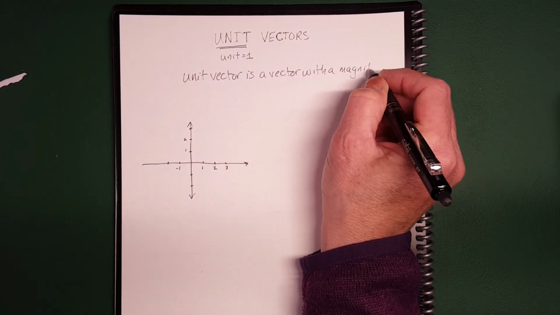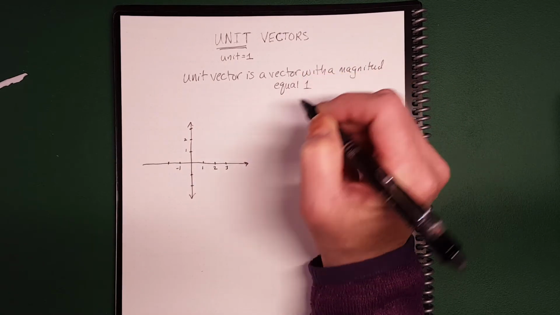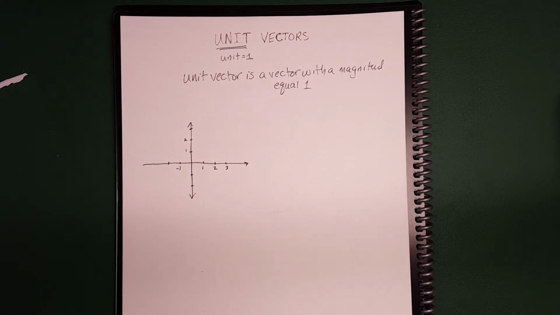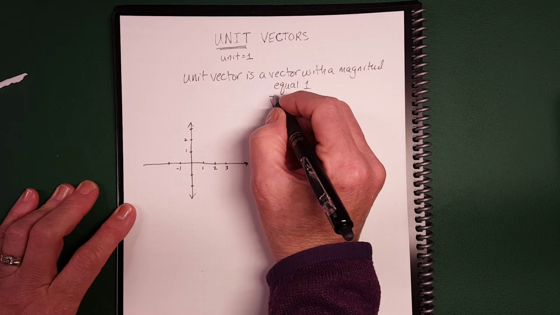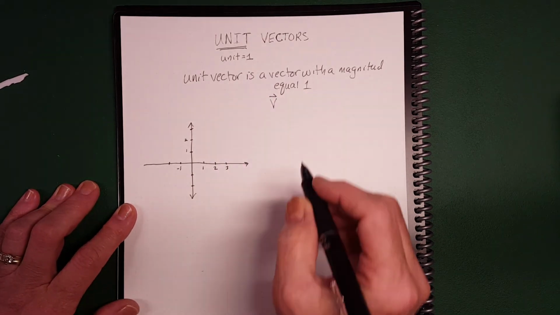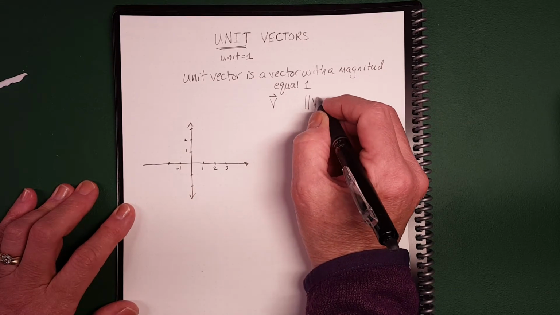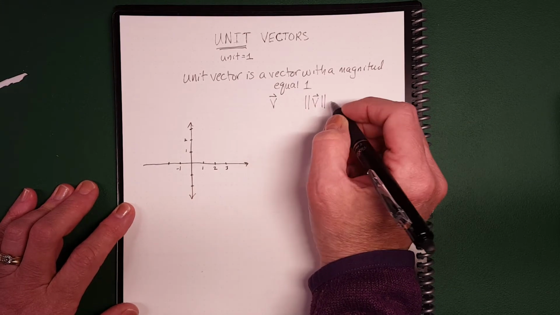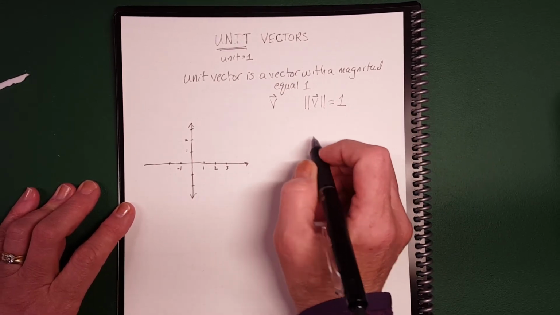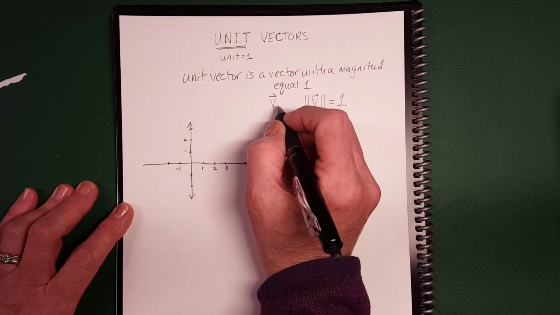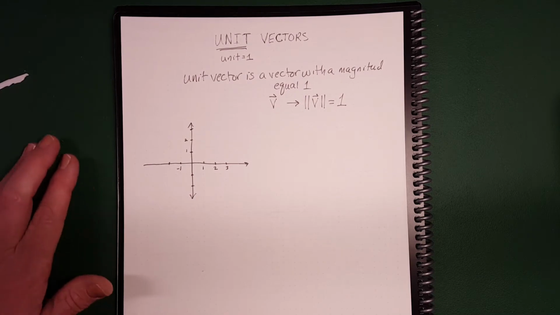It can be in any direction, but its magnitude has to equal 1. Now, remember, if we were to talk about a vector, we tend to write vectors either in bold or with an arrow. And if we're talking about a vector that has a magnitude of 1, the way that we note that is with the double bars. That means magnitude. So the magnitude of vector v equals 1 if vector v is a unit vector.